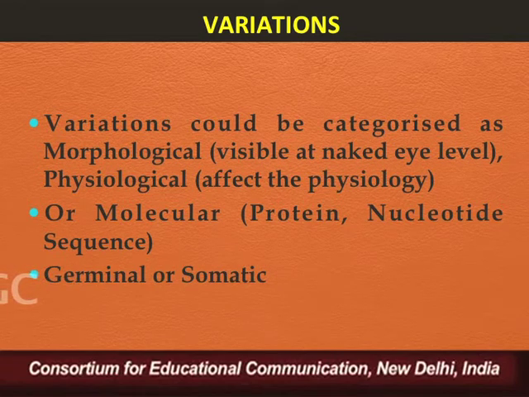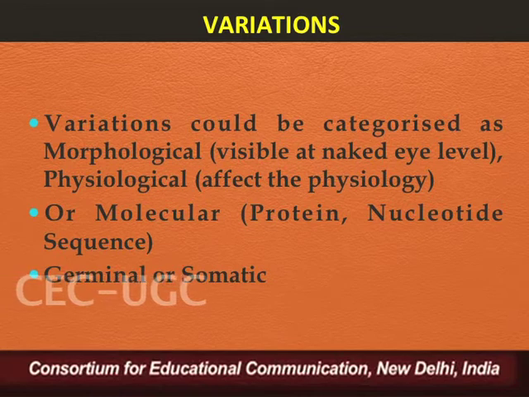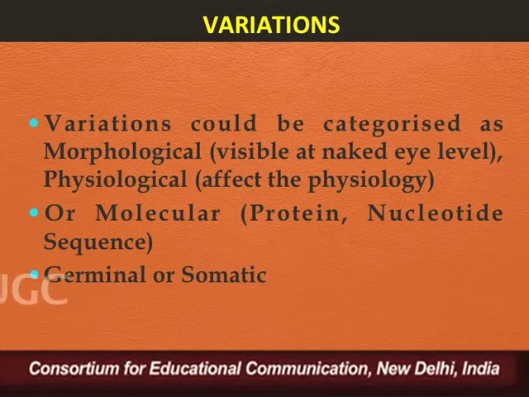or physiological, that is which are apparent in physiology only, which we cannot see, but they affect the physiology of the individuals. Or they could be at molecular level, that is variation in the nucleotide sequence of a particular gene or a number of genes. Or they could be at protein level, that is variation in the sequence of the amino acids. All these are molecular variation.